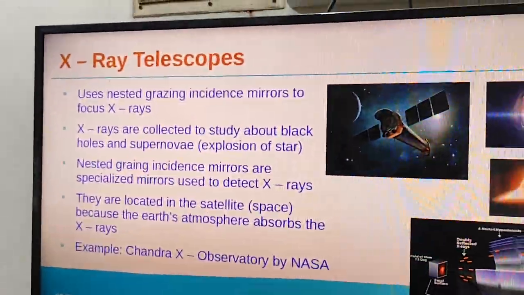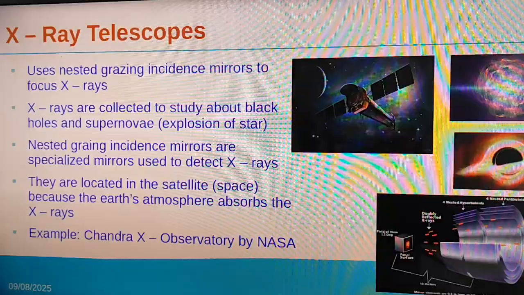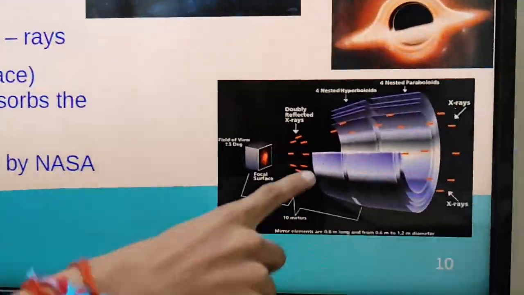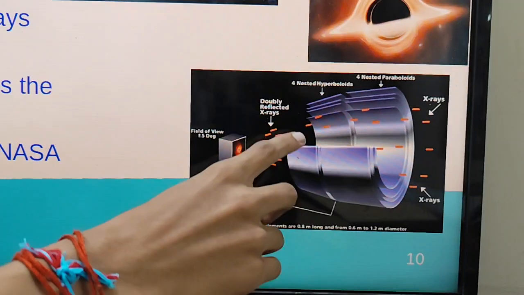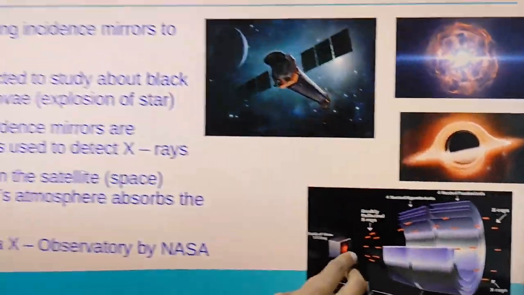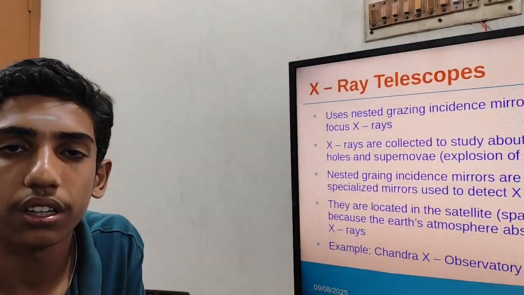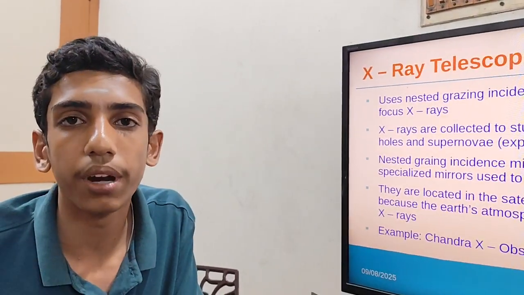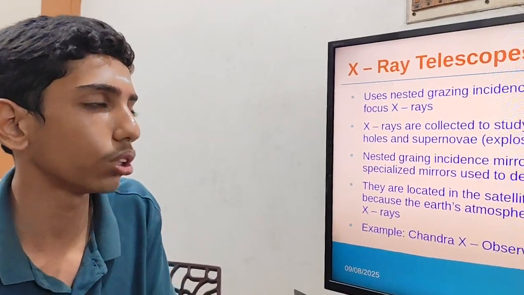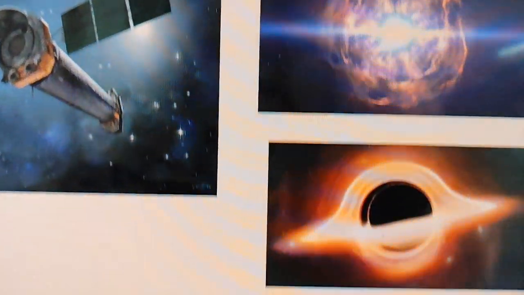The next one is X-ray telescopes, and they use specific mirrors called nested grazing incidence mirrors. You can see these nested grazing incidence mirrors, which converge the X-rays into one point. And X-rays are collected to study black holes and supernovae. A supernova is the explosion of a star, which you can see here, and this is an image of a black hole.